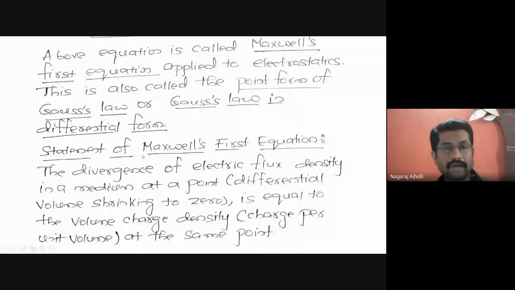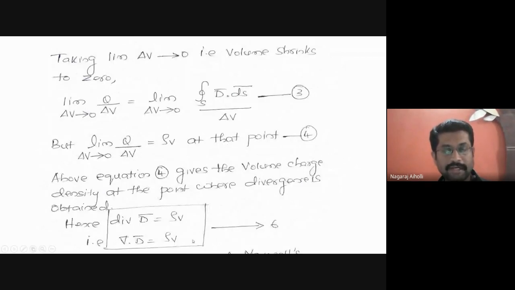Then how do we define this Maxwell's first equation? Looking into the formula itself, we can define it. That is divergence at a particular point. The divergence of the electric flux density at a particular point is equal to the volume charge density at the same point. Simple. If you remember this formula, del dot D bar is equal to rho v, then we can easily give the statement of Maxwell's first equation.